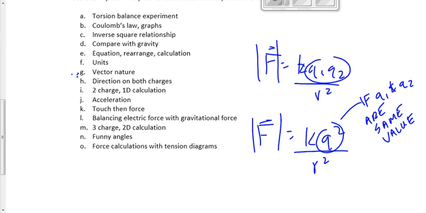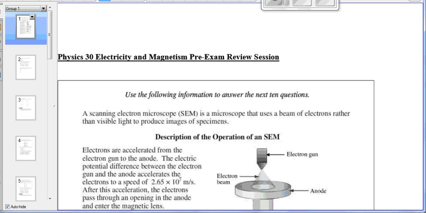All right, we're going to take a little bit of a break right now. I'm going to have you work on a multiple choice question. It's going to be multiple choice question number 3 in the booklet that I photocopied for you, please.